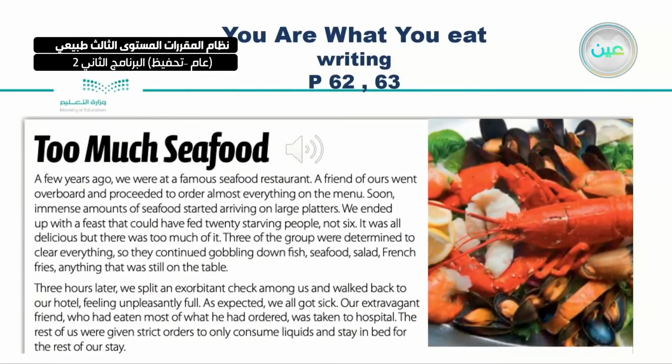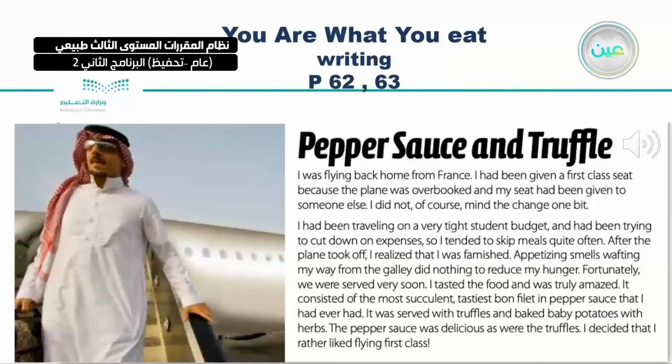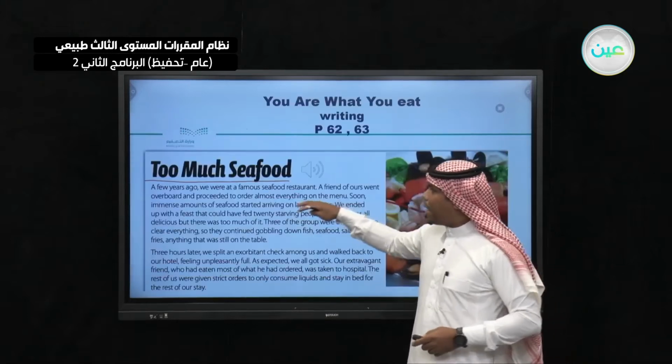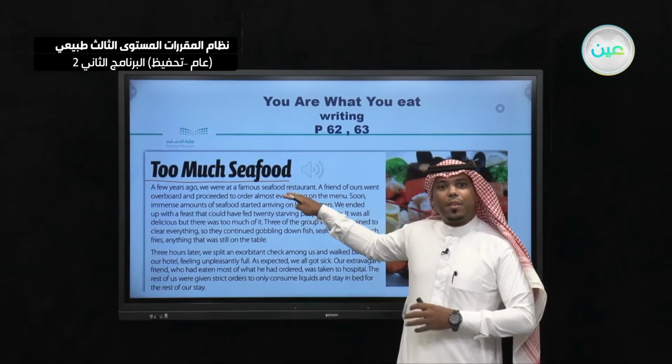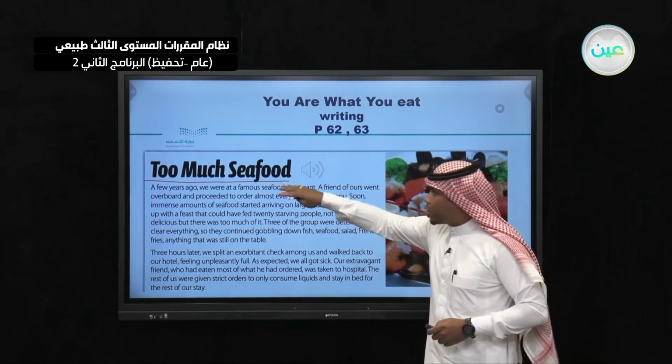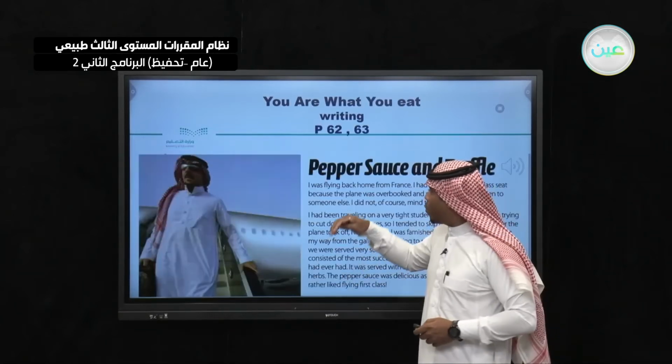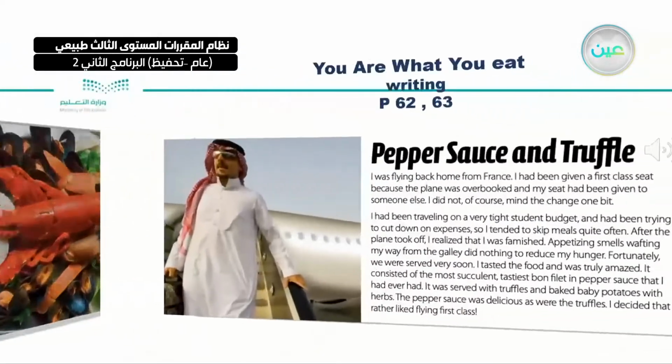This is the first one. Can you read the title? The title is "Too much seafood." Let's see the second one. The second title is "Pepper, sauce, and truffle." Very good. So we have 2 titles. Which one do you think has a negative meaning or negative impact? The first one, "Too much seafood," or the second one, "Pepper sauce and truffle"?